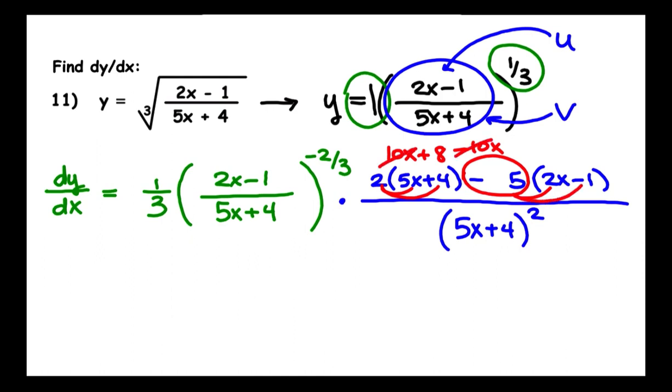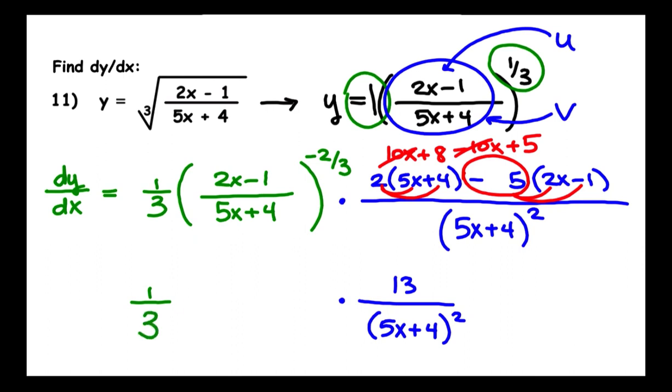And negative times negative will be plus positive 13. 8 plus 5, that's just a 13. All right, let's see what we have. Okay, I brought that down. We're going to bring down the 1/3 as well. But then we've got this issue.